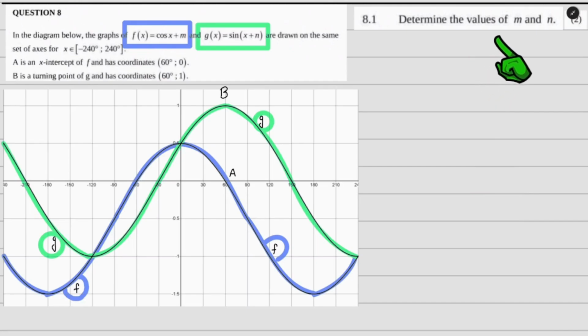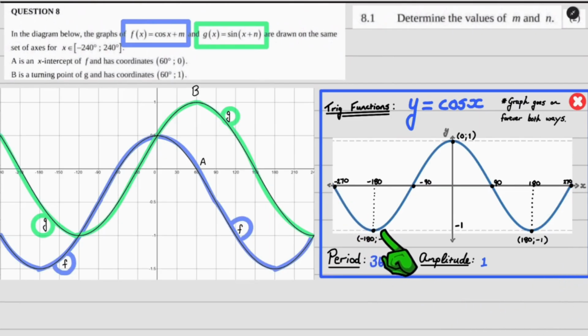Okay, so first up we need to get the values of m and n. They are sitting snug inside the equations over here. So let's start with the cos x and get the m. I'm going to analyze the cos x and see how it's transformed from the original graph. In order to do that, you need to know what the original graph looks like. This is a must know. You must know this off by heart.